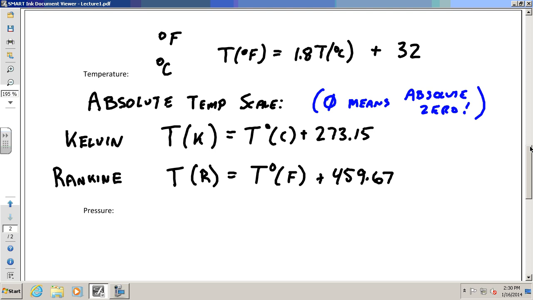Sometimes we'll say something is 40 degrees Fahrenheit, and you look at it and go, it's roughly 500 Rankine. 40 degrees Fahrenheit, roughly 500 Rankine. Okay?